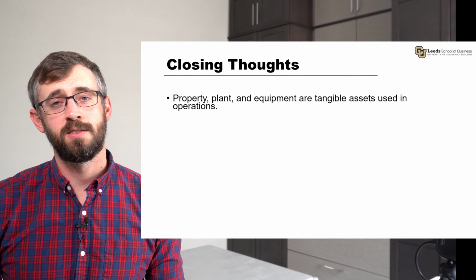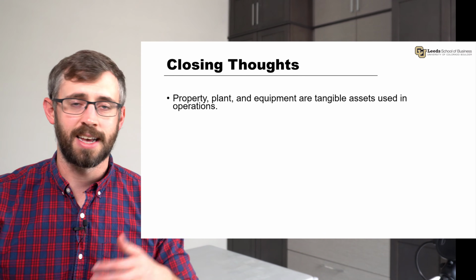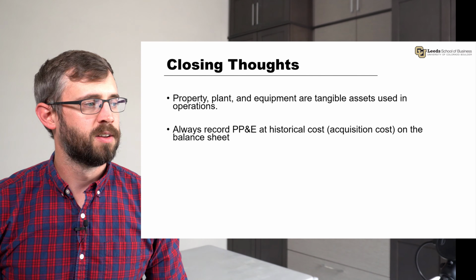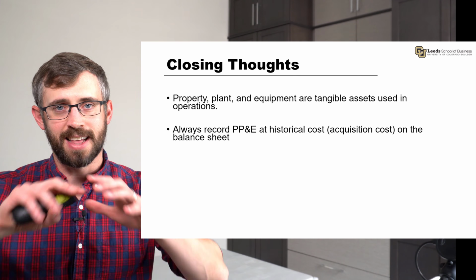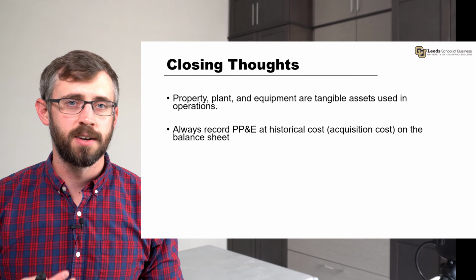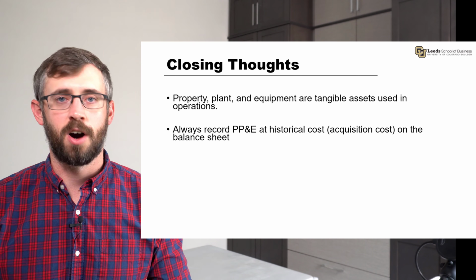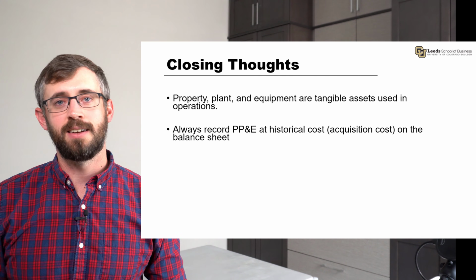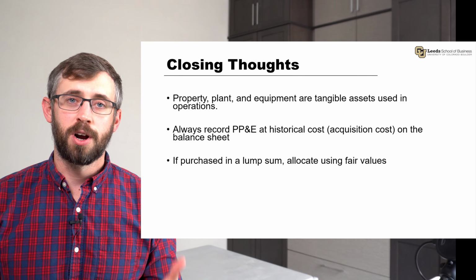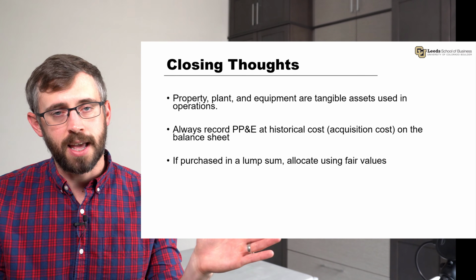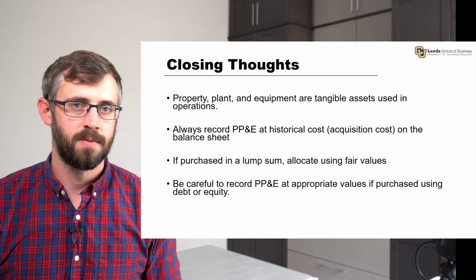So, closing thoughts. We talked about what PP&E is. These are tangible assets that give us benefits over multiple periods. We always record our PP&E at historical cost, or the acquisition cost, and that includes all of the costs to acquire and put that asset into use. That's what you want to be thinking about if we ask whether a cost gets capitalized. Is it to acquire and put it into use or not? Finally, if we purchase it in a lump sum, we have to allocate that purchase price to the assets using their appraised fair values.